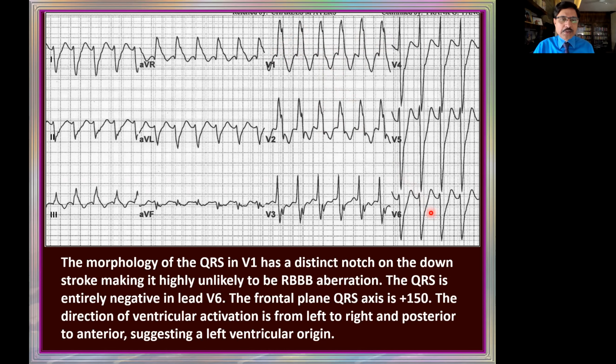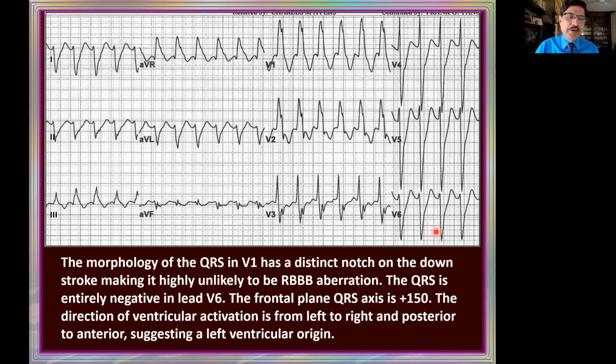This QRS is entirely negative in V6. That means this is originating in the right ventricle. Where is this originating? Where is the focus now? Because it is right ventricular, I am seeing a positive deflection in the right-sided lead and a negative deflection in the left-sided lead.